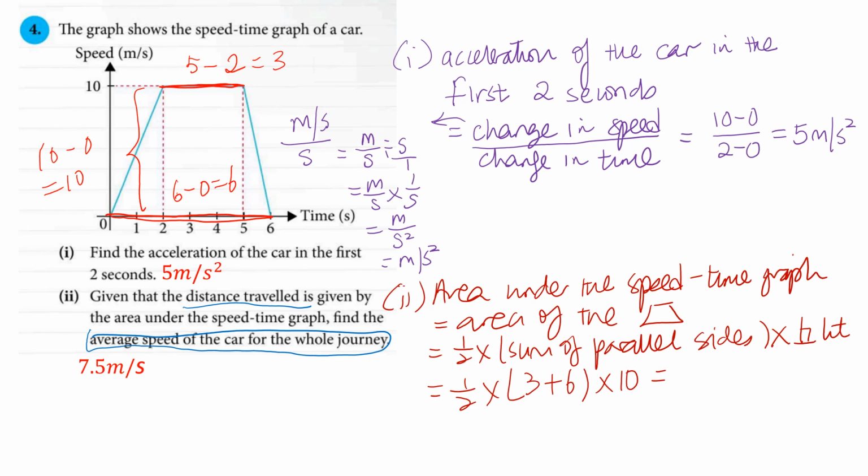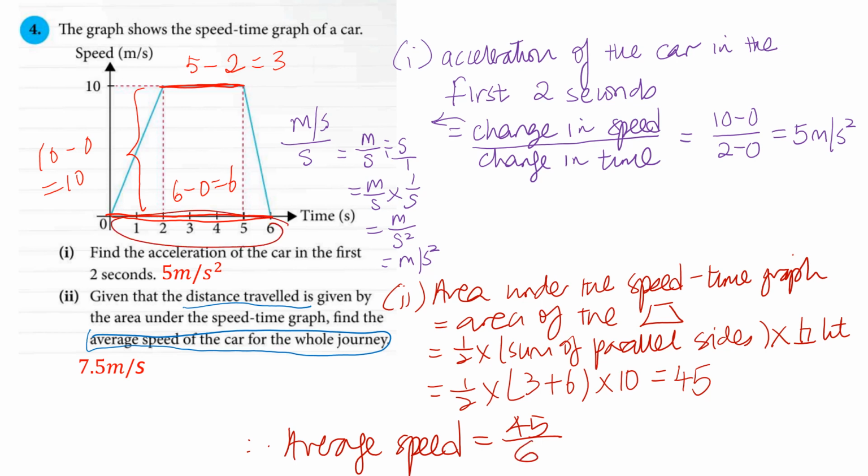Sorry, my mind is not working, I need to use a calculator. 3 plus 6 is 9, 9 times 5 is 45. So that will be the total distance traveled, and therefore the average speed would just be 45 divided by the total time taken, which is 6. The total time taken here is 6 seconds, so 45 divided by 6 gives you 7.5 meters per second. Make sure you write down the correct units.